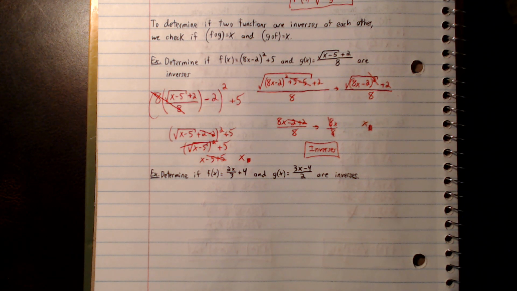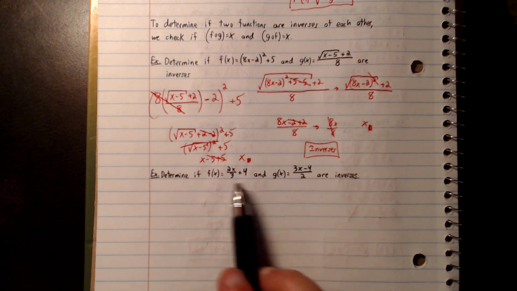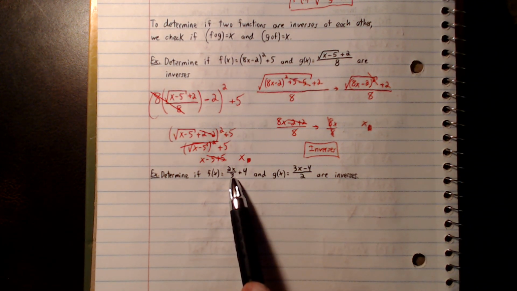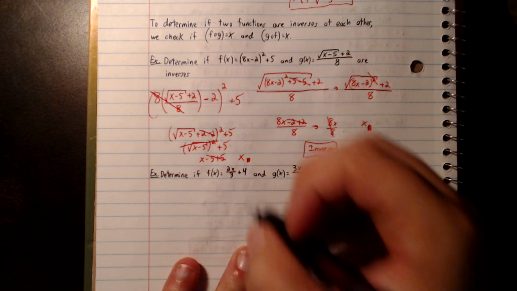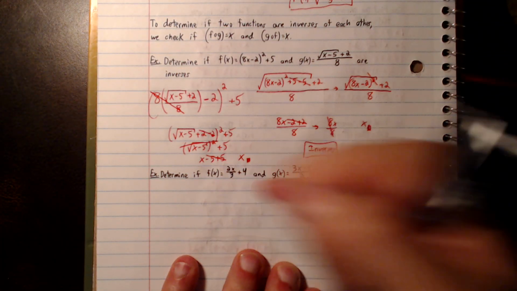So let's see what happens if they're not. Here we have two different f and g functions. I'm going to do the same thing. I'm going to take g and plug it in wherever I see x in f. If I can't eliminate down to x for some reason, I don't have to plug it in the other way. I can just say, nope, they're not inverses. So I'm going to do exactly all of what we did up here, just with these functions.